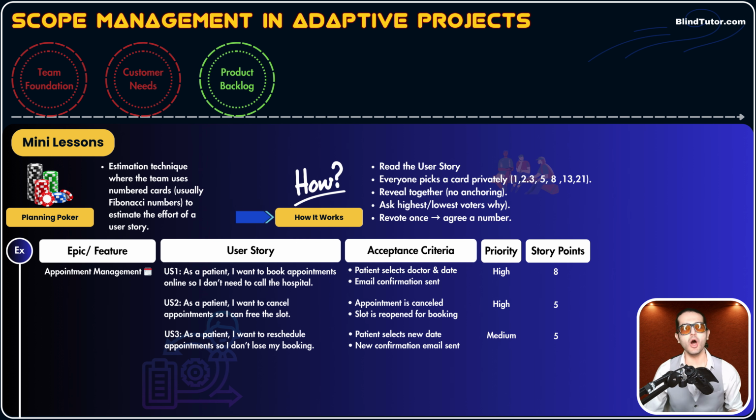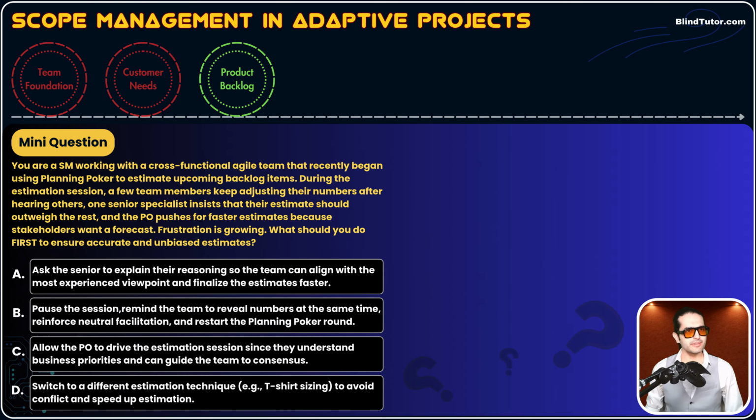Before we get into other techniques that are there to estimate the effort and come up with the story points, let's have a beautiful mini question and then continue. Let's get the mini question done together. All right, let's get this mini question done.